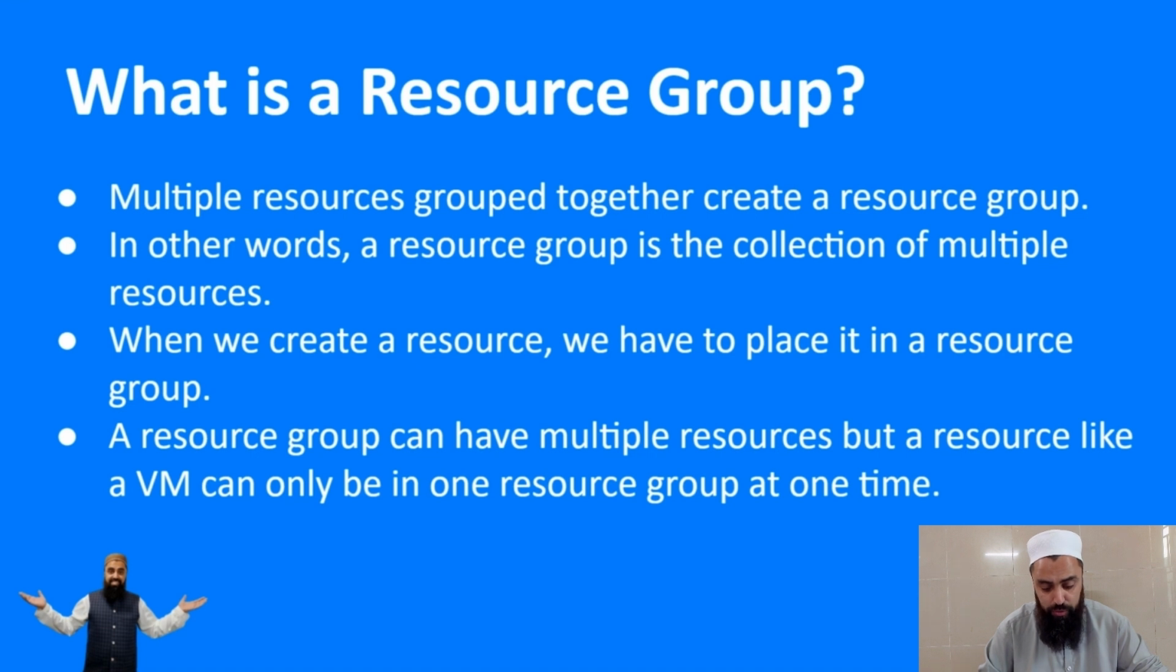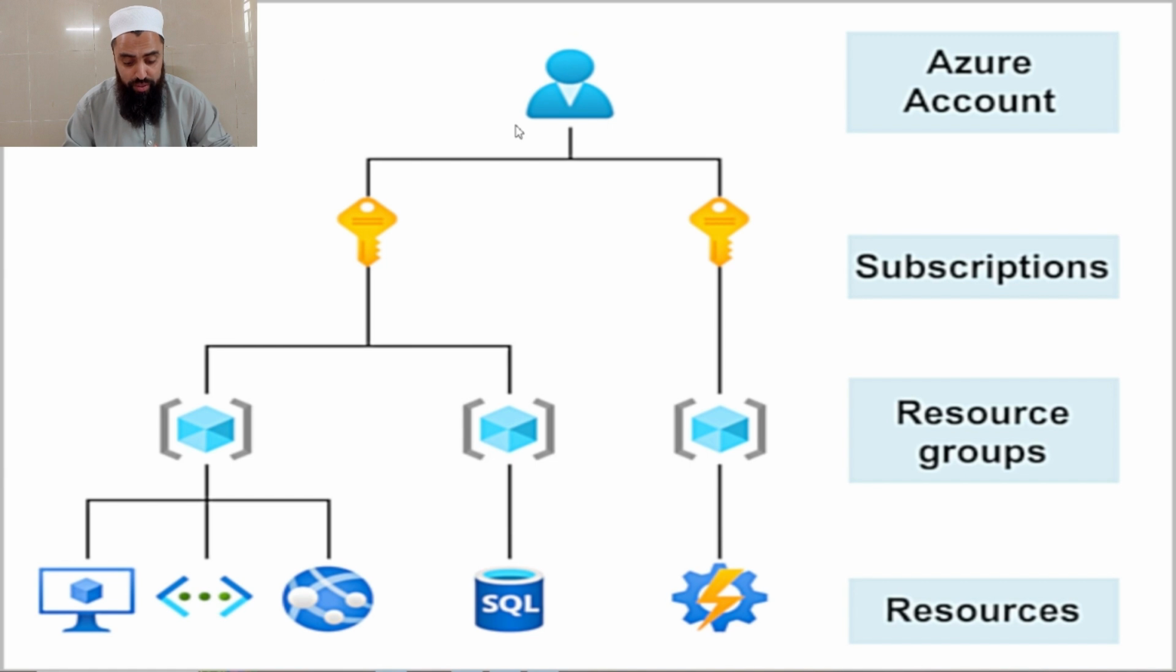When we create a resource, we have to place it in a resource group. That's how the hierarchy works in Azure. A resource group can have multiple resources, but a resource like a VM can only be in one resource group at one time. So one resource group can have multiple resources, but we cannot replicate one resource in multiple resource groups with the same configurations and specifications.